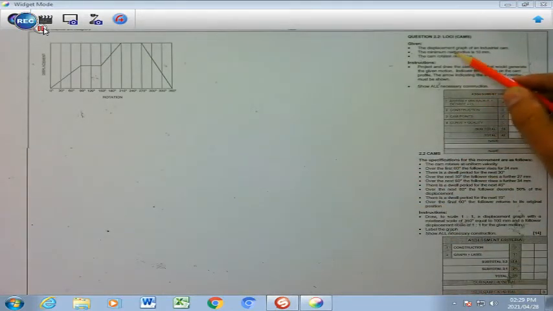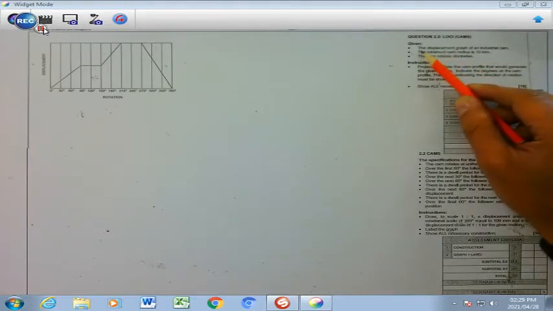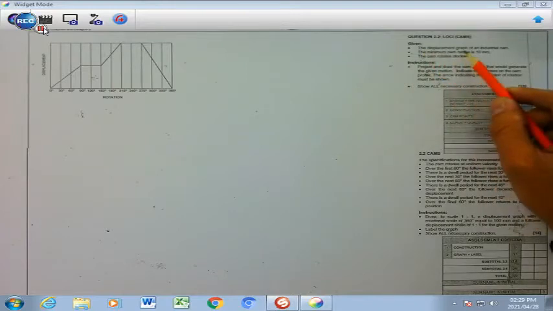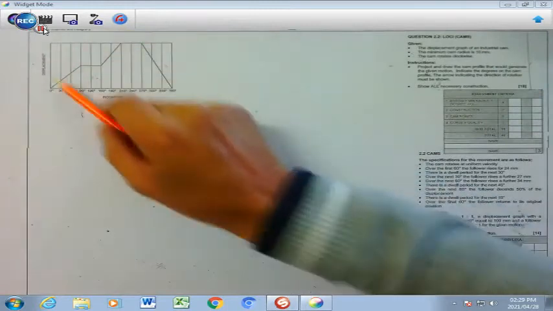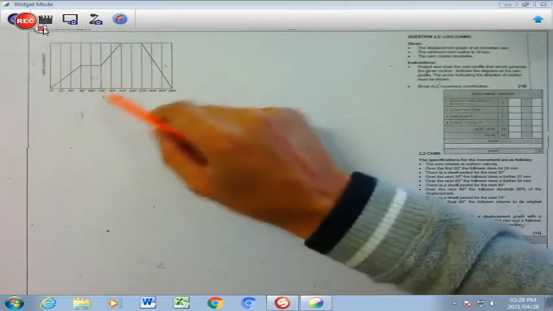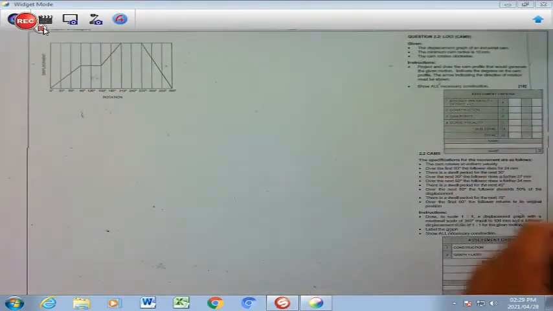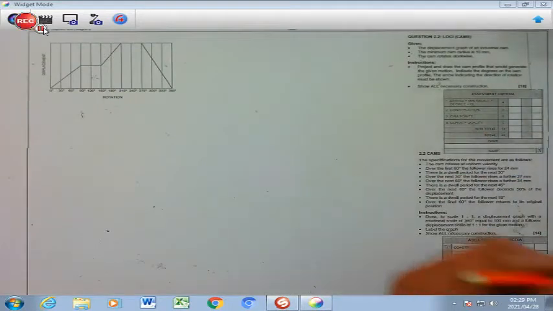If you draw your attention to the given information and the instructions on your top right hand side, you will find that bullet 1 states that the displacement graph of an industrial cam has been given to you. There is the cam displacement graph already given to you. Let's examine what that cam displacement graph is like.